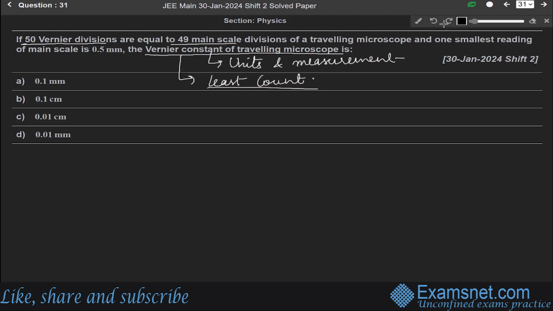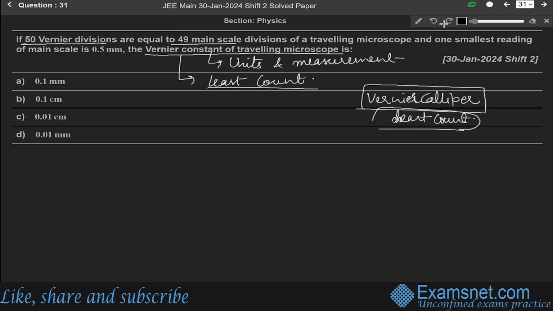Okay, student, in a vernier caliper, the vernier scale is used to measure the least count of the device. It is basically used for taking the dimensions of the instrument we are using. So the vernier caliper is used to determine the measurement. So in this question, we have to find the least count of the traveling microscope.